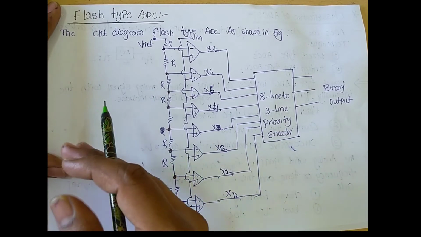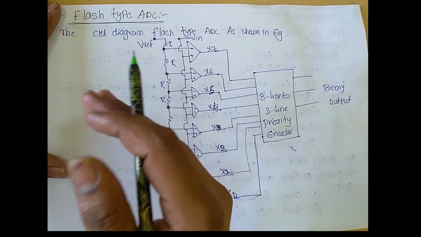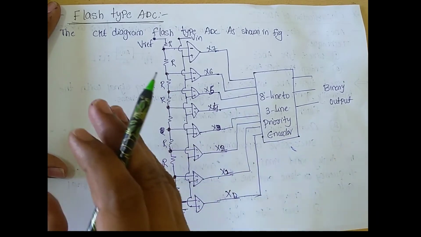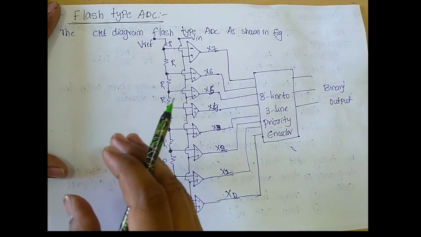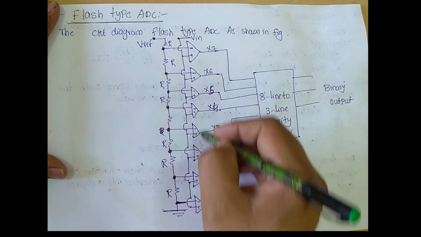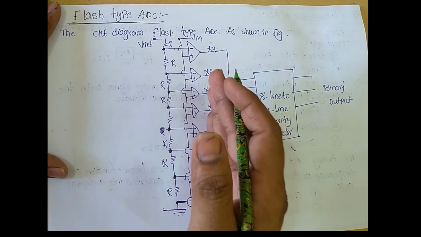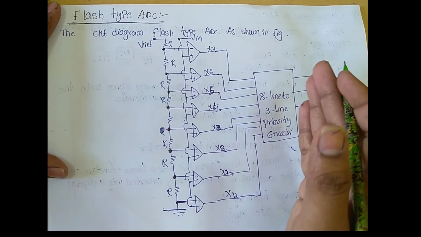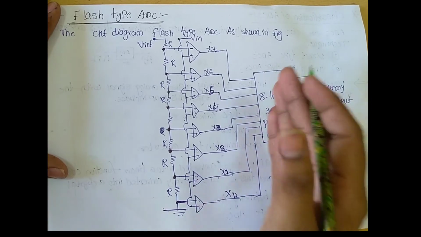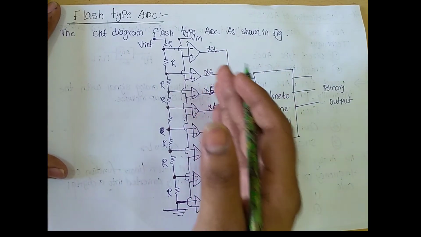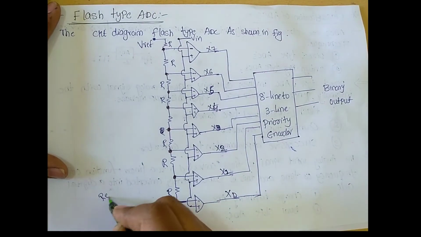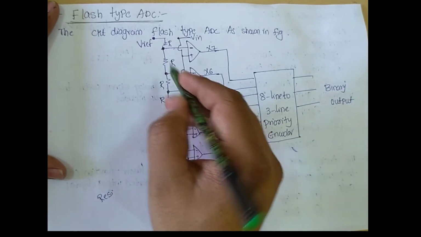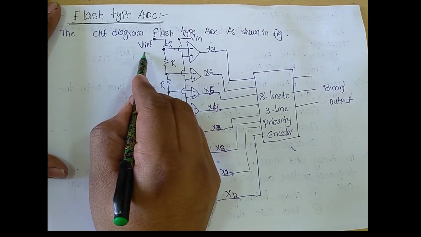This flash type ADC is the fastest type of analog to digital converter, and it is expensive. This circuit consists of 8 comparators, and the comparator outputs are connected to the inputs of an 8 line to 3 line priority encoder. In this flash type analog to digital converter we use a resistive divider network, which equally divides the applied reference voltage.